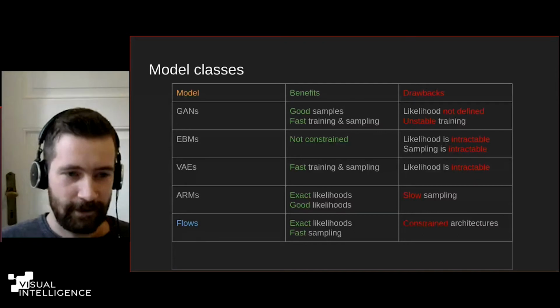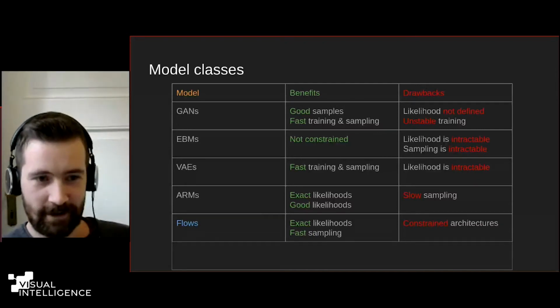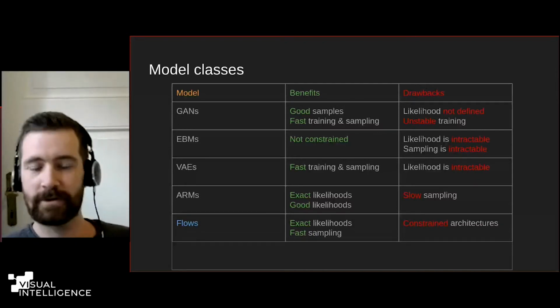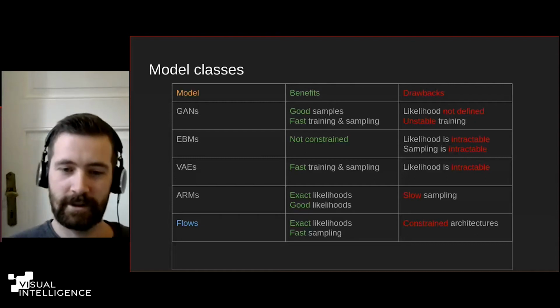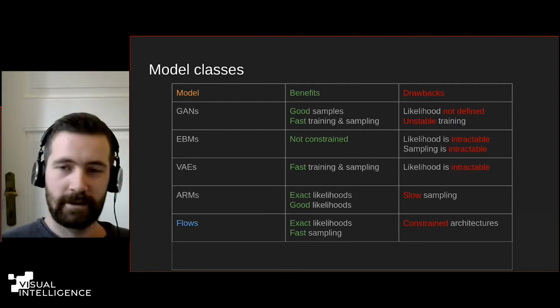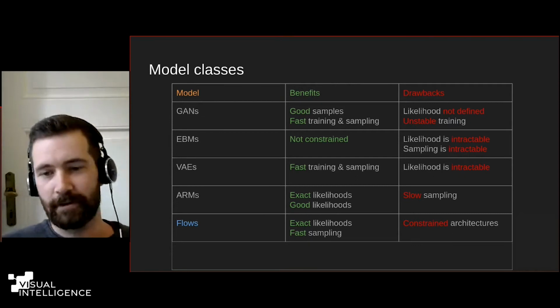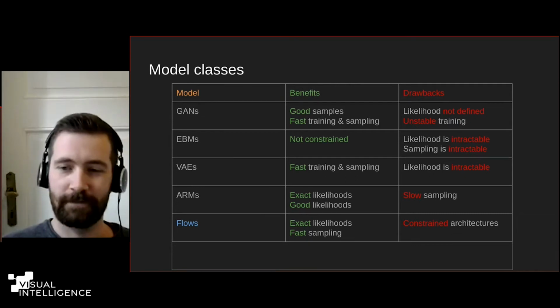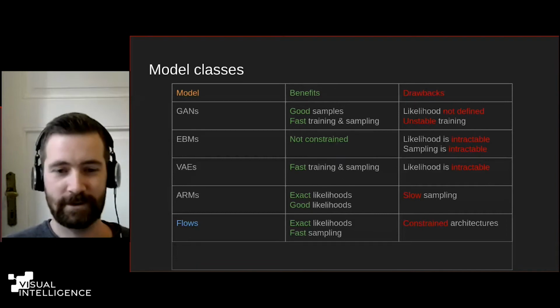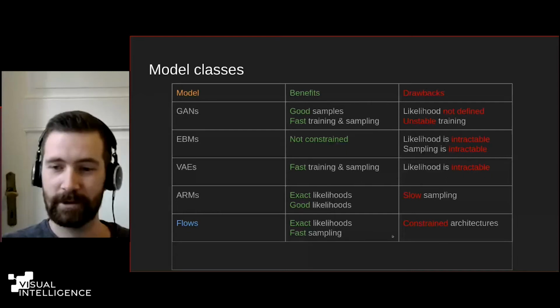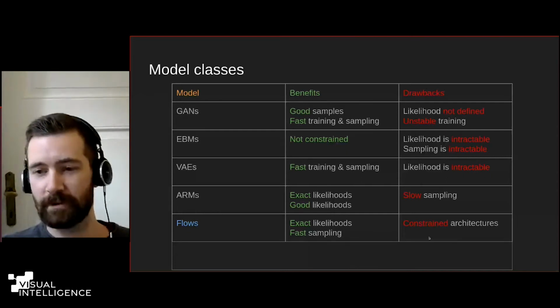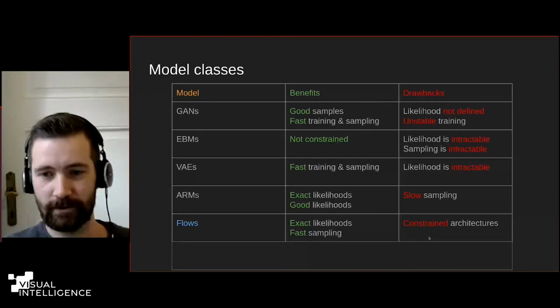Then we have the first class that we'll actually talk about today, which is flows. The great benefit of flows is they have exact likelihoods, and they also have fast sampling. But the drawback is, to get this to work, if you want this exact likelihood and the fast sampling, you have to construct very constrained architectures. So that can be a limitation of those.